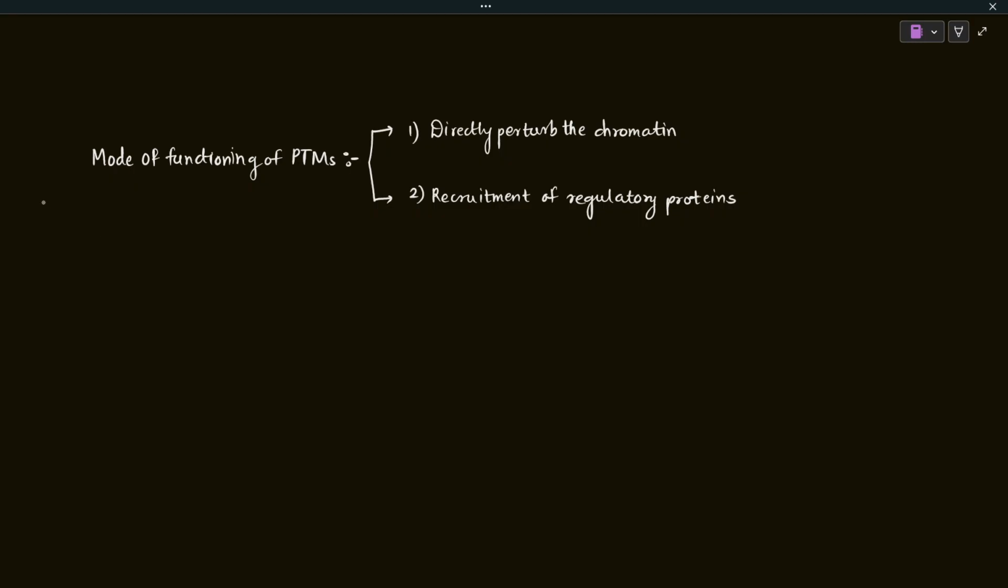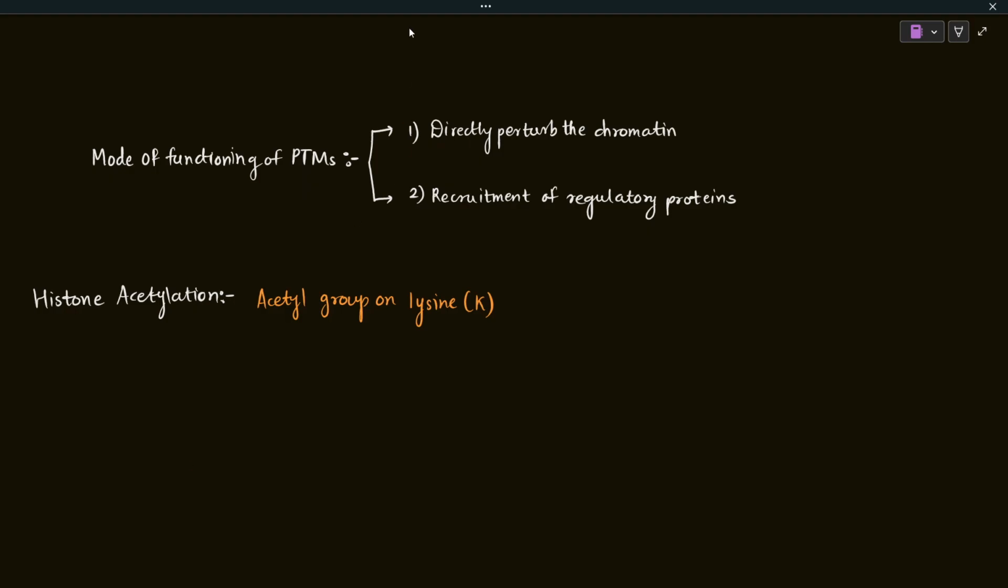So now let's start learning about histone acetylation. From the name, it's obvious that histone acetylation means addition of an acetyl group on lysine. It is done on the lysine residue. So the acetyl group is added on lysine.